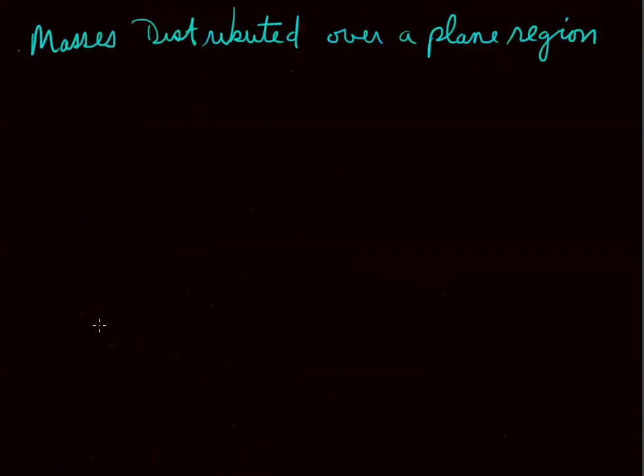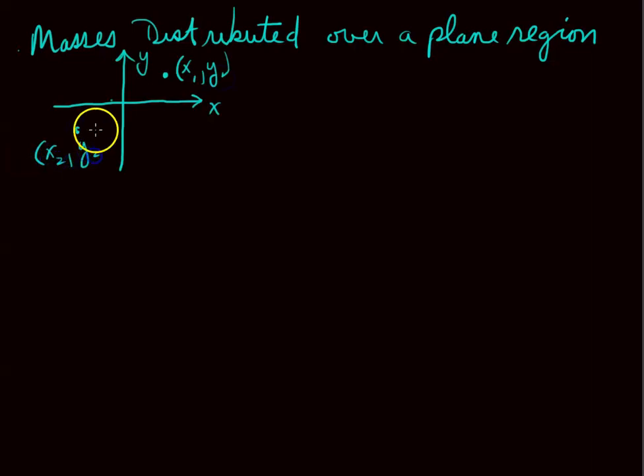But now, what about masses distributed over a plane region? That last part we talked about was really on a line, so we just used x. Now we're talking about a plane, so we need x and y. And we have all these points. Call this x sub 1, y sub 1. Say there's one over here, x sub 2, y sub 2. Let's say there's a finite collection. Put one here also, x sub 3, y sub 3.